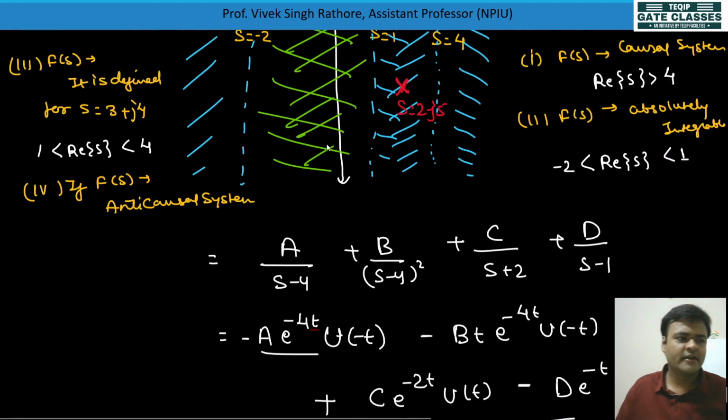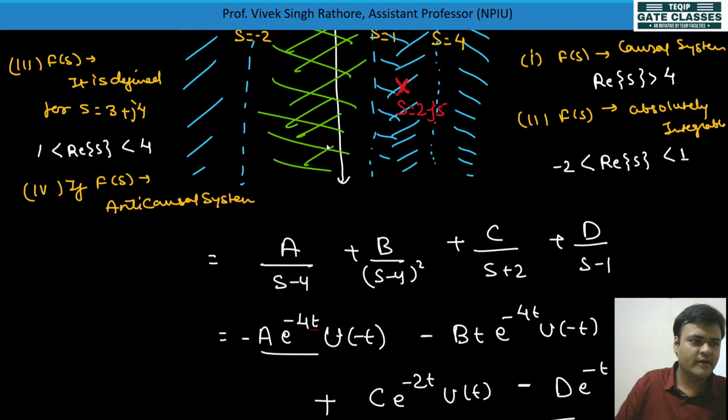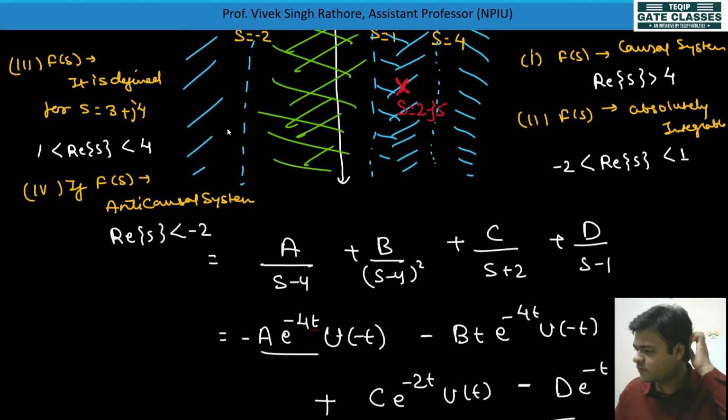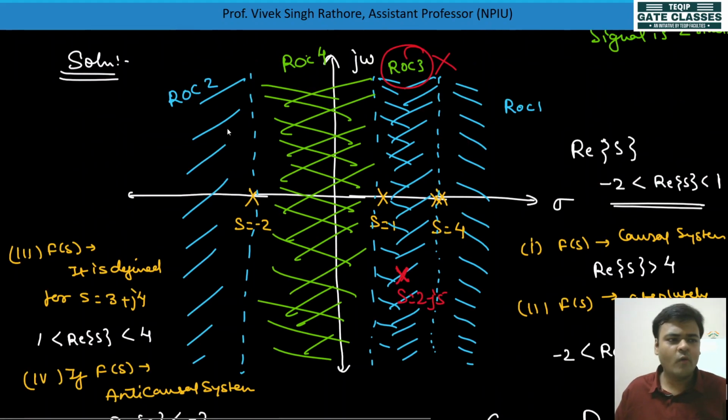It means that the real part of s is less than -2. The real part of s will be less than -2. And when no condition is given, then definitely this ROC 1 will be considered, the causal system.